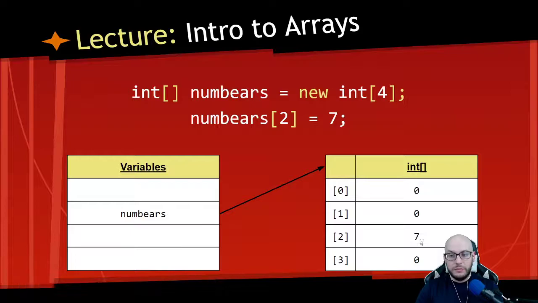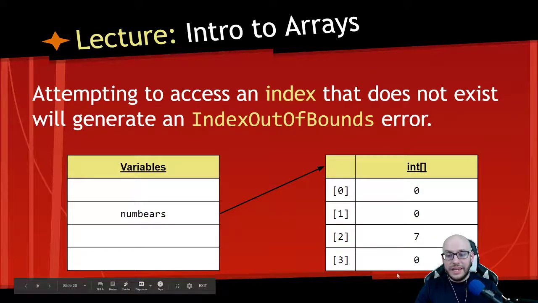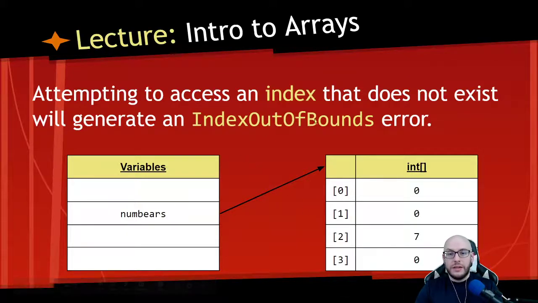When we first create numbers, it's filled with zeros, but then I come along and say numbers at 2 is now a 7. Cool. Attempting to access an index that does not exist will generate an index out of bounds error, right? We talked about these. We first got introduced to these when we were looking at strings. But a negative index, that's going to be out of bounds. An index that is equal to the length or more will be out of bounds, right? This has a length of 4. If I try to access index 4, that doesn't exist. Okay, that'll give you an index out of bounds error.